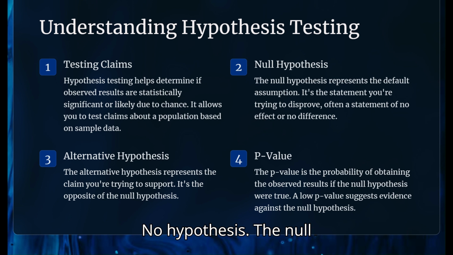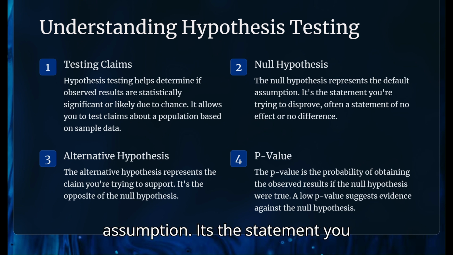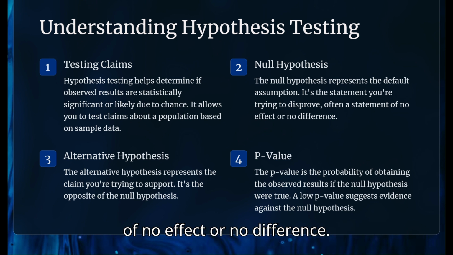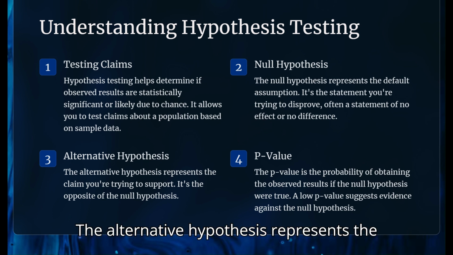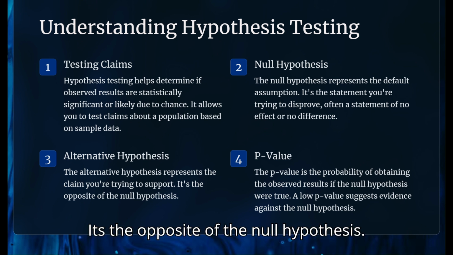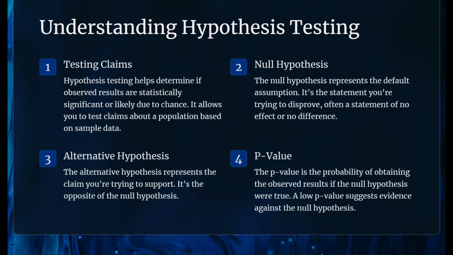Null hypothesis. The null hypothesis represents the default assumption. It's the statement you are trying to disprove, often a statement of no effect or no difference. Alternative hypothesis. The alternative hypothesis represents the claim you are trying to support. It's the opposite of the null hypothesis.